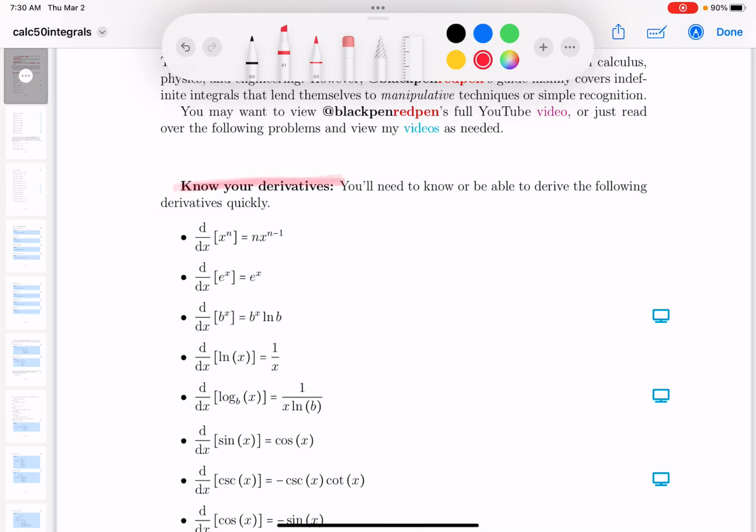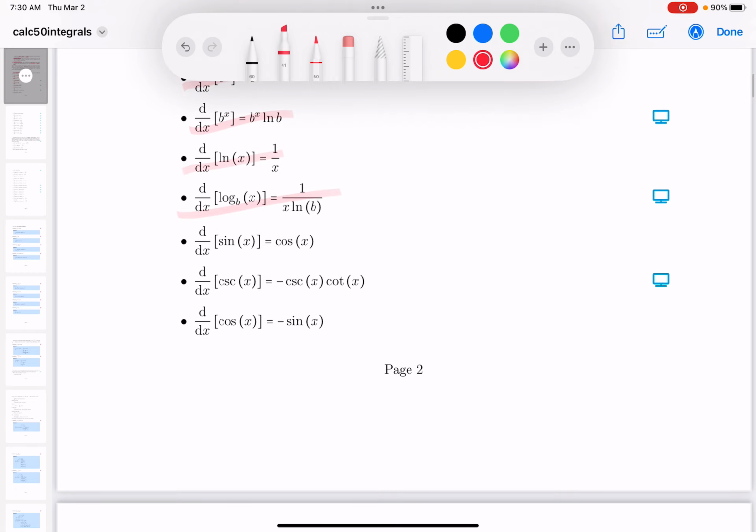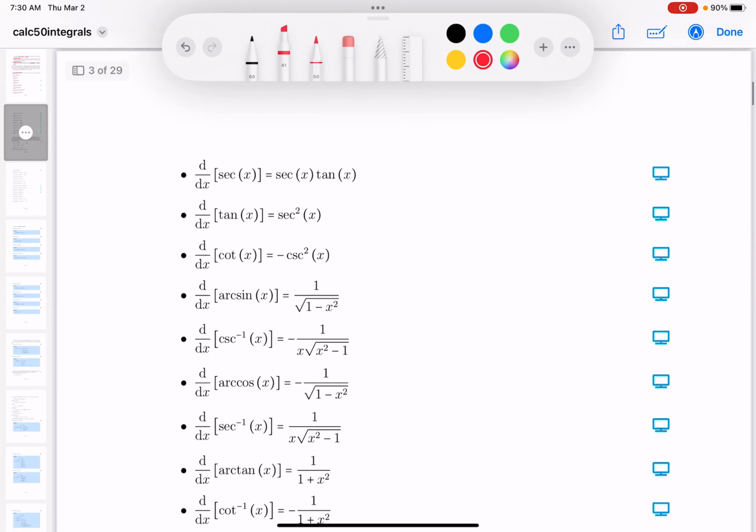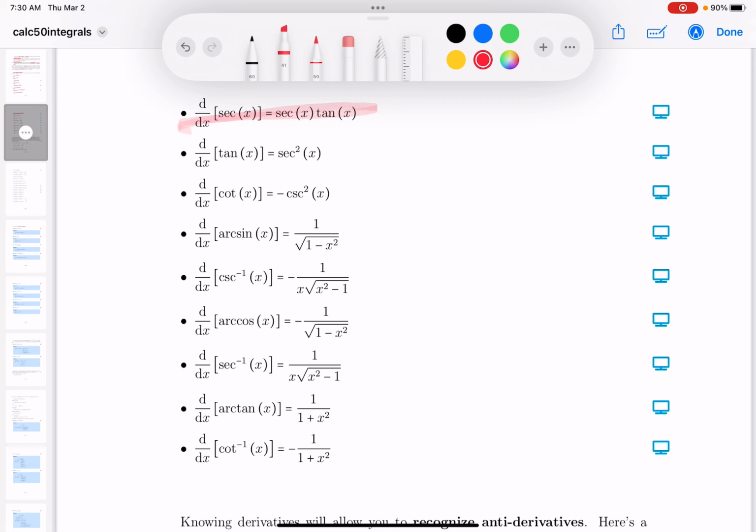Know your derivatives. Again, know it, know it, know it or derive it.